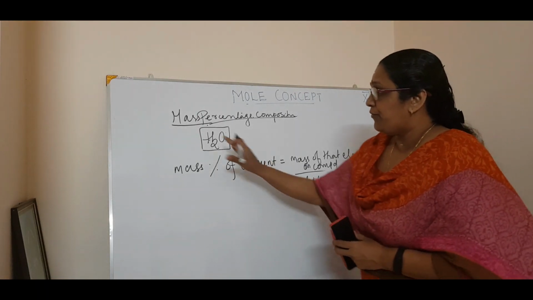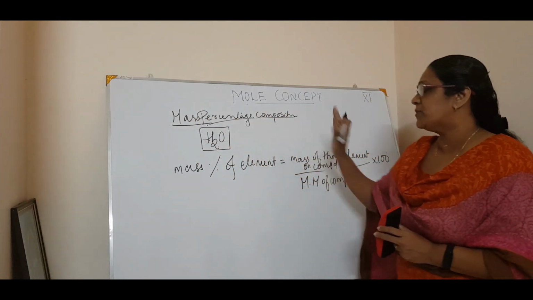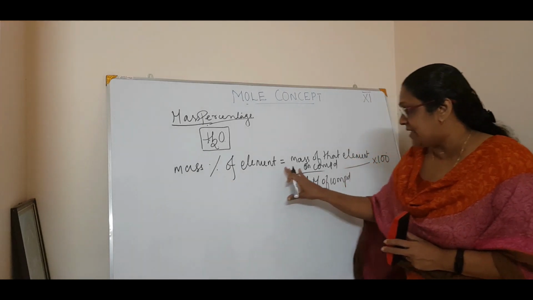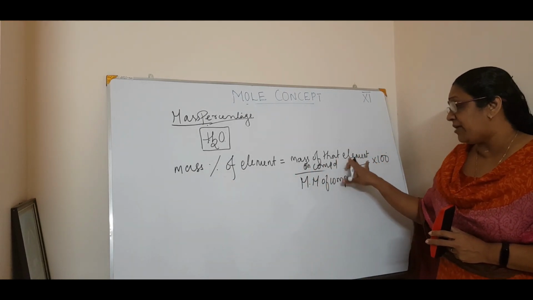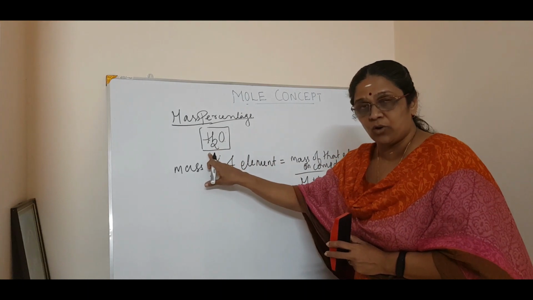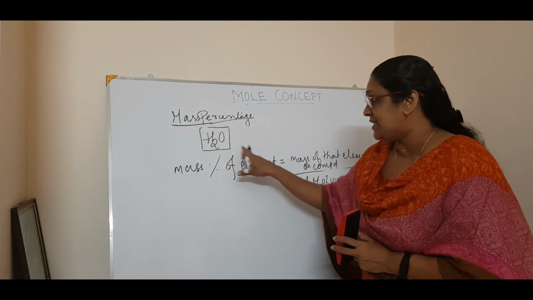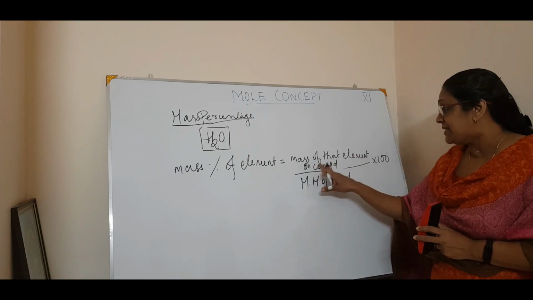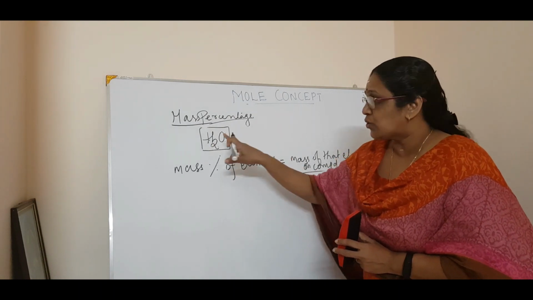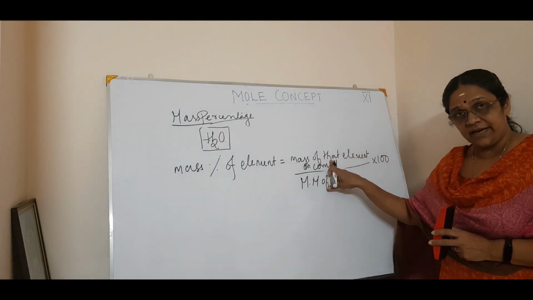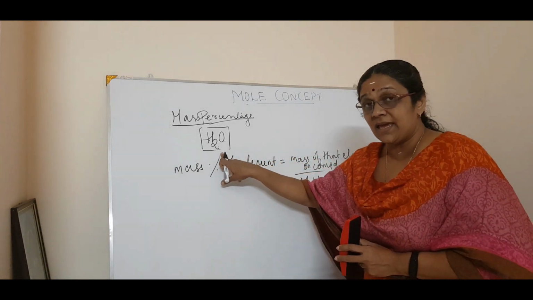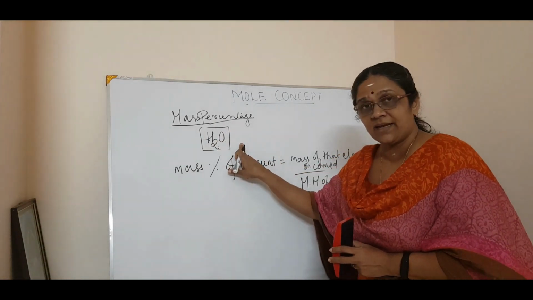Listen once more. If you want to find the mass percentage composition, how will you calculate? The mass percentage of an element is equal to the mass of that element. For example, to calculate the mass percentage of hydrogen in this water molecule, it is equal to the mass of that element in the compound. In this water molecule, how many hydrogens are there? 2. So 2 into the mass of hydrogen, divided by the molar mass of the compound, that is 18 gram, the total molar mass, correct?